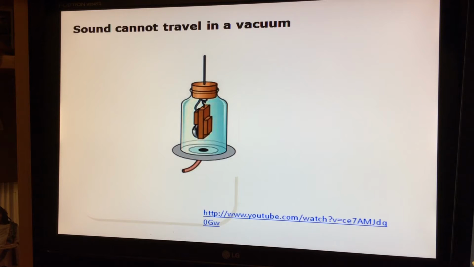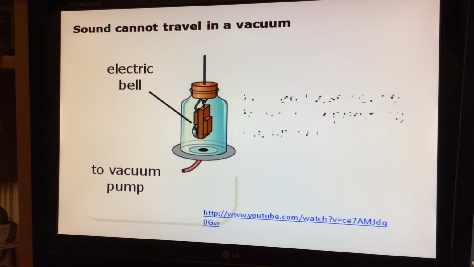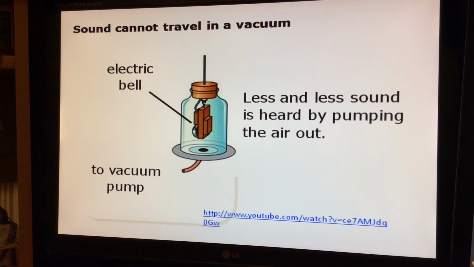So you may have seen this one in high school, but if you haven't, it's really a cool experiment. And it just illustrates that sound cannot travel in a vacuum. So what I want you to do is just perhaps go into this link and watch it yourself. This is an electric bell, as you can see it here. And what you do is you supply the power, obviously, and then when you push the button, the electric bell will start ringing and you could hear it.